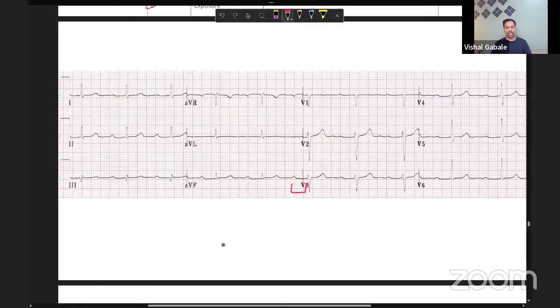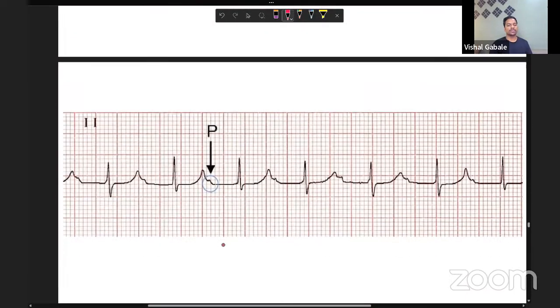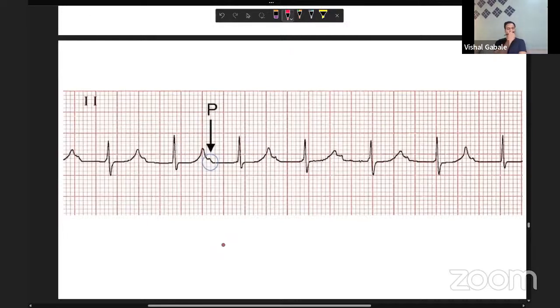PR is prolonged, almost 8 to 10 boxes, so almost more than 0.32 seconds. So yes, very good. Now identify this one, guys. This is a little difficult, but I hope you can identify it easily. And I have also added what is the P wave over here. Okay, so this is a P wave.